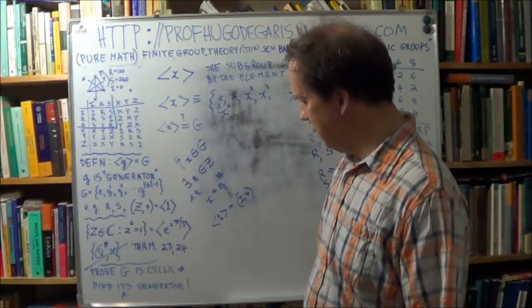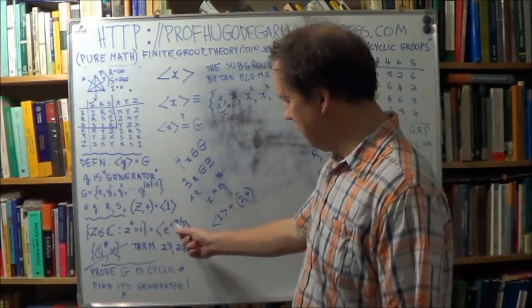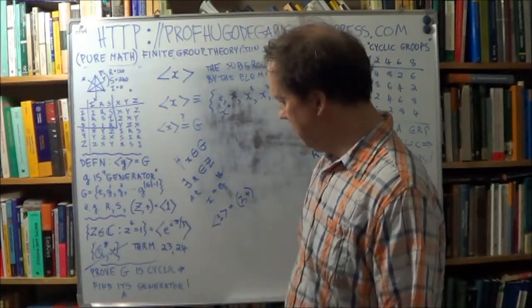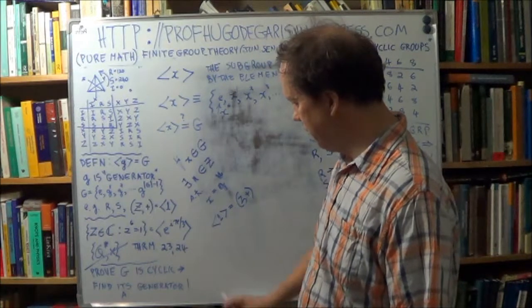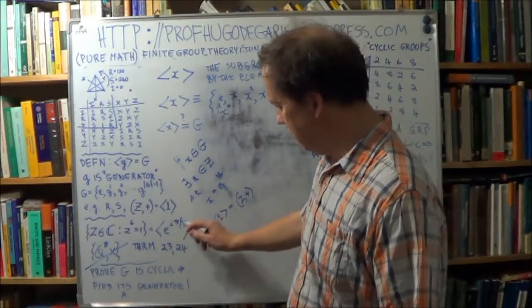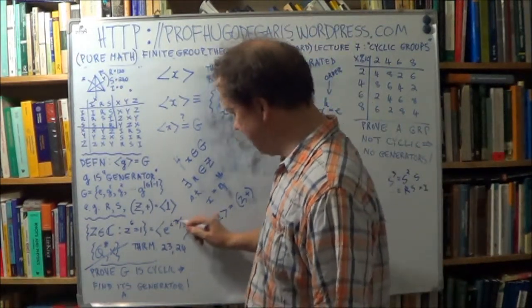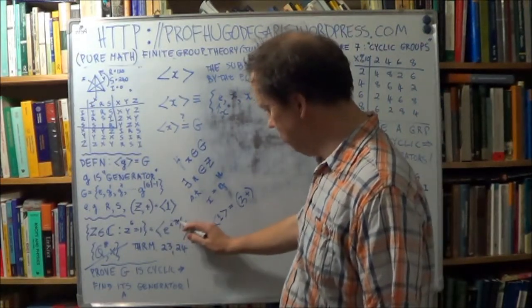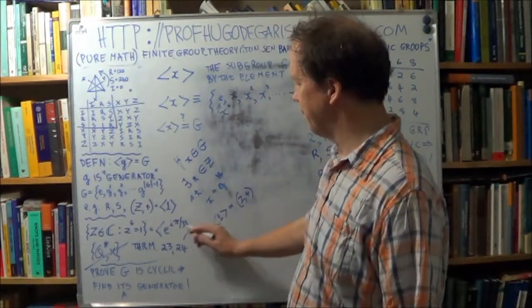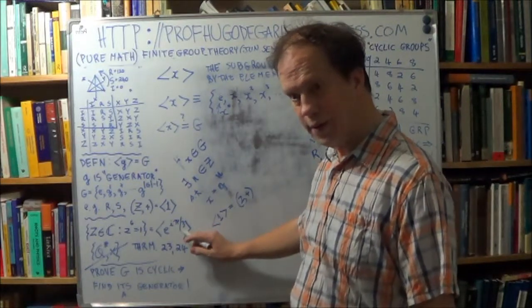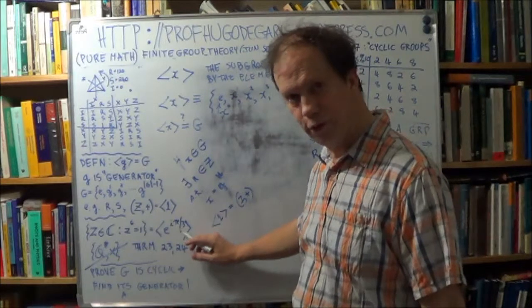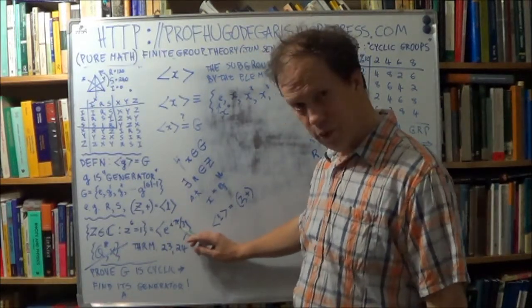Now, can you see why that element there is the generator? Because if you raise that to the 6th power, you will get e to the 2 pi i, right? e to the 2 pi i is the square of e to the pi i, that famous formula of Euler, which is just minus 1.